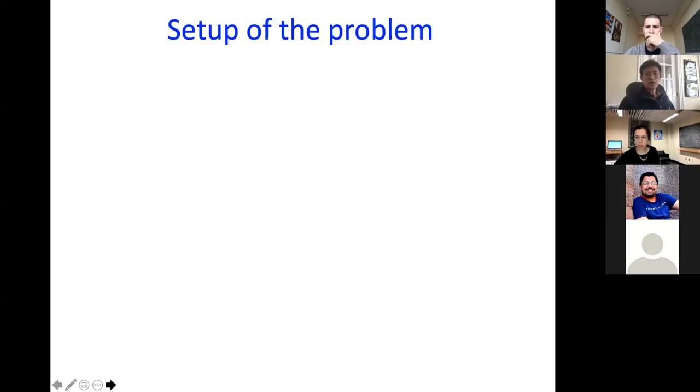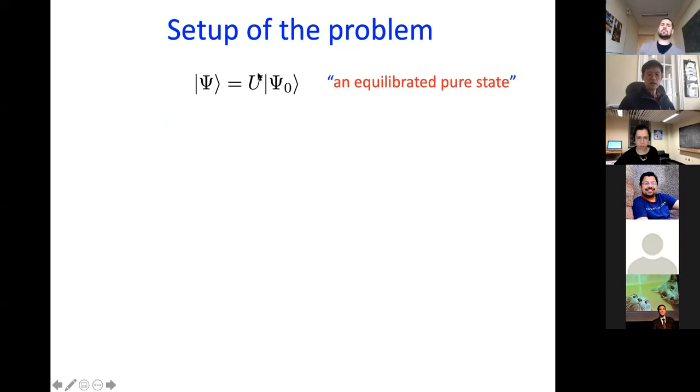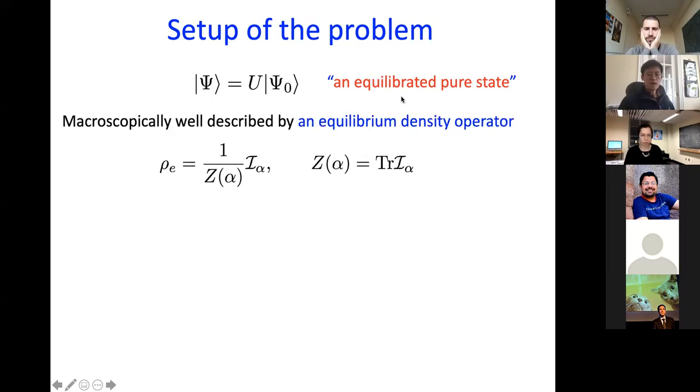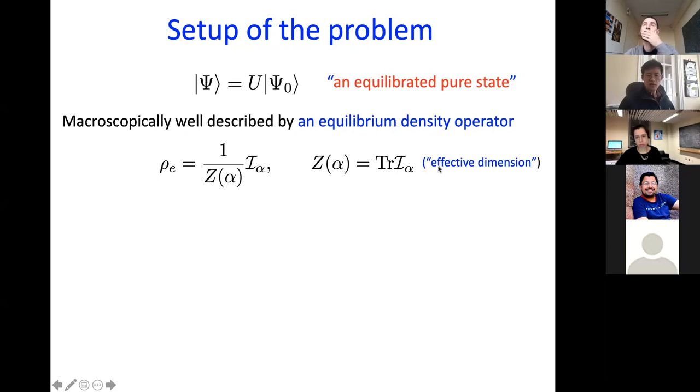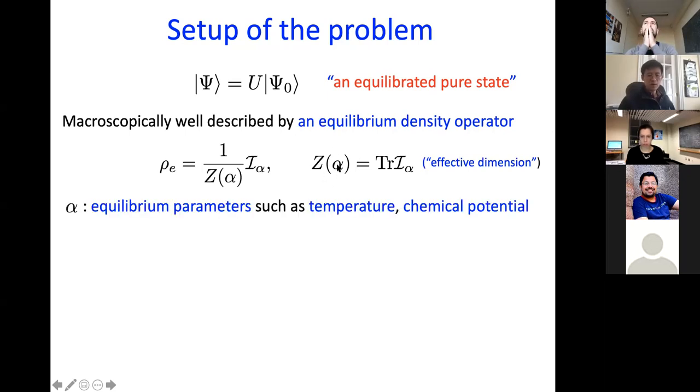So let me just reiterate the setup of the problem. You start with the initial pure state, and then imagine evolving the system for some time, then the system has equilibrated. We call this the equilibrated pure state. Then we assume that macroscopically, certain properties of this equilibrated pure state can be approximated by some equilibrium density operator. I write it in this form, where I_alpha is an unnormalized density operator and Z_alpha is just its trace. I call Z_alpha the effective dimension of the operator, which characterizes the number of effective degrees of freedom, and alpha just denotes equivalent parameters such as temperature or chemical potential.